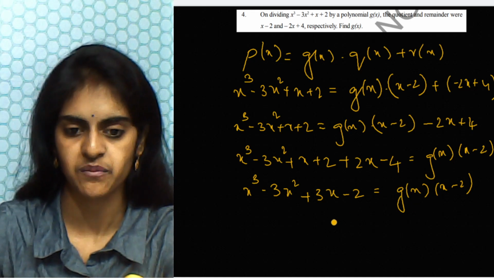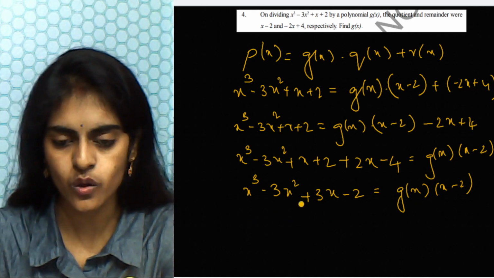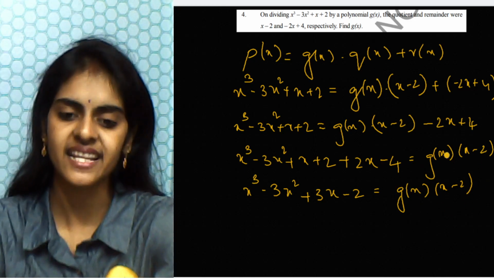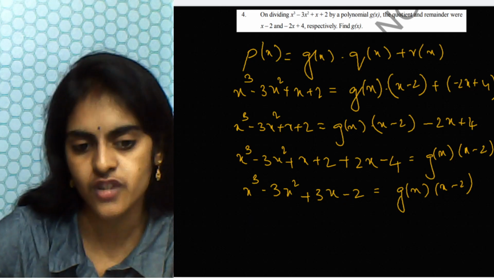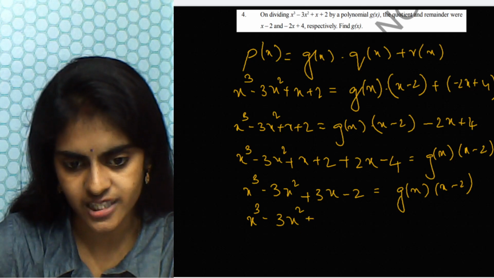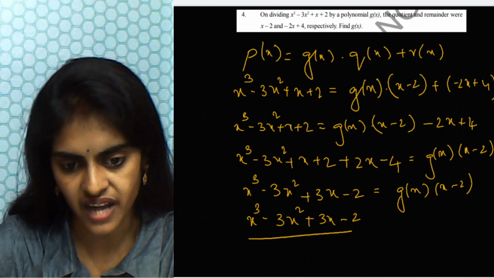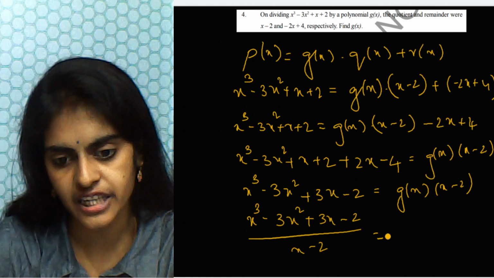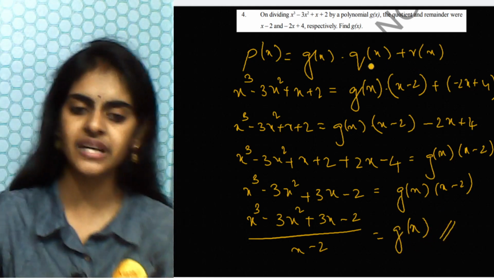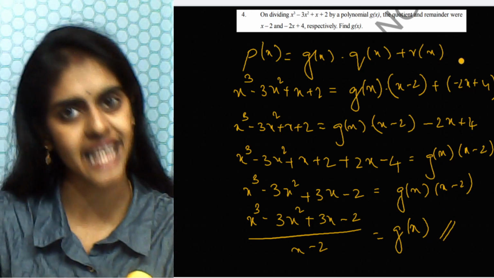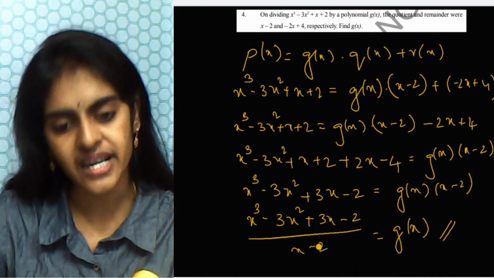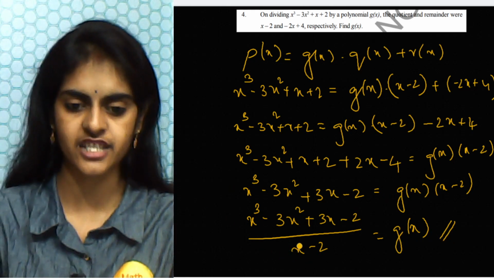Clear? Now see, now I want g of x. So you have here g of x multiplied by x minus 2. So let me send this x minus 2 to this side. So it becomes division, isn't it? So x cube minus 3x square plus 3x minus 2 divided by x minus 2 will give me g of x. Is this step clear now? Simply we have substituted everything in this division algorithm. Now on simplification, by dividing this polynomial with x minus 2, you will get g of x.